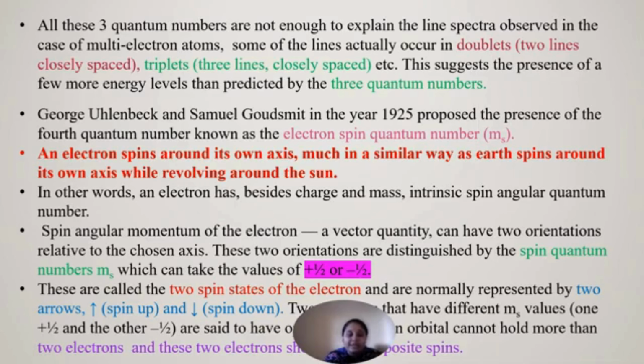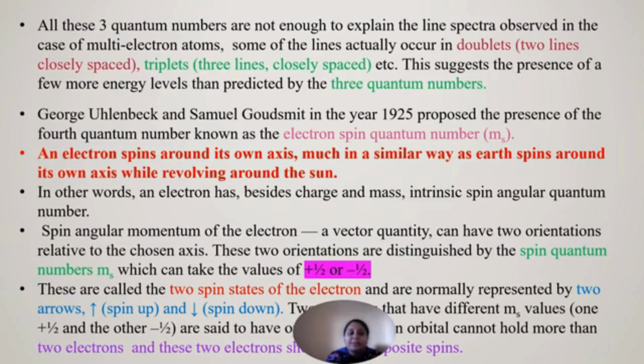Only these three quantum numbers are not enough to explain the spectrum of the multi-electron system, as in the spectrum you get a doublet, triplet, quadruplet and so on. So, to explain the electron spin, another quantum number was proposed. In the year 1925, George Uhlenbeck and Samuel Goudsmit proposed the electron spin quantum number.